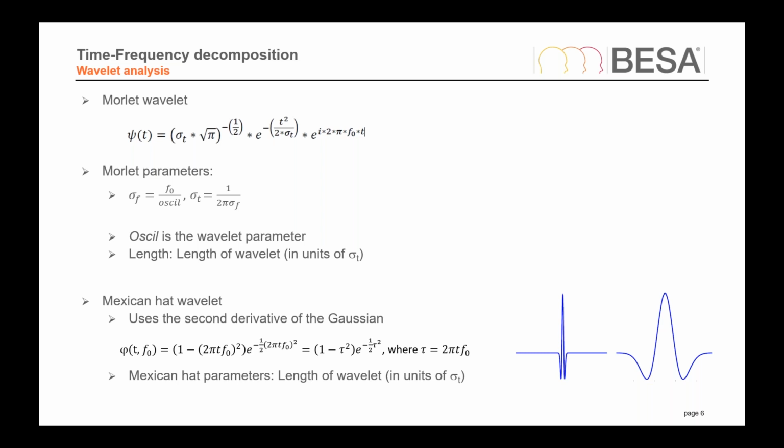The formula at the bottom and the plots on the right show the Mexican hat wavelet. And this wavelet only has a length parameter. The number of oscillations is fixed here. So you can see in these plots on the right that the left of these templates will pick up a higher frequency than the right one. For each frequency of interest, in fact, there is an optimized template.